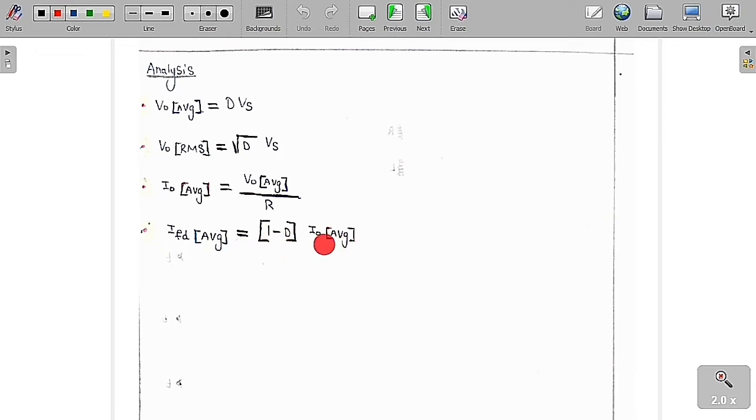So I naught average into T minus T on by capital T, it is nothing but simply we are going to get 1 minus D into I naught average. So this is called the freewheeling diode average current. The average value of the freewheeling diode current is equal to I naught average into (T minus T on) by capital T. If you do this, we finally get 1 minus D into I naught average. This is the average value of the freewheeling diode current.